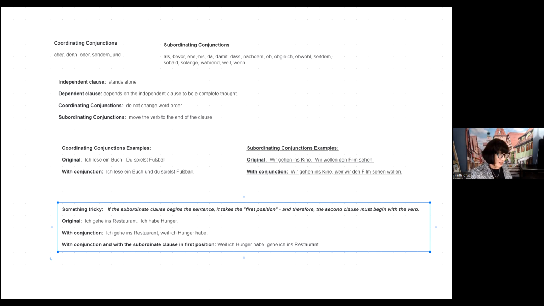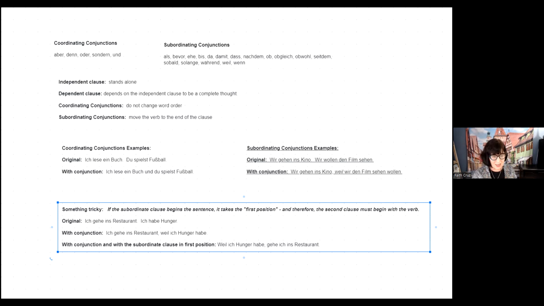So look at my example. Ich gehe ins Restaurant. Ich habe Hunger. So I started with two independents. Then I add my subordinate conjunction. Ich gehe ins Restaurant, weil ich Hunger habe. I'm going to the restaurant because I am hungry. So habe hopped over everything to the end.